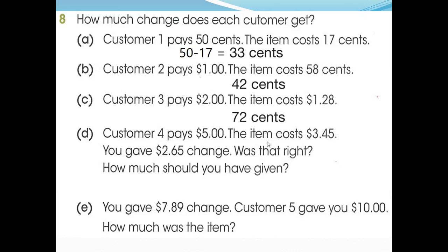Customer 4 pays $5. The item costs 3.45. You gave 2.65 change. It's wrong, not possible. From $5, if you minus 3.45, the remaining is 1.55. So 2.65 is wrong. You should give $1.55 change. Customer 5 gives you $10. You give 7.89 change. How much was the item? 10 minus 7.89. The item was $2.11, because you give back $7.89 to the customer.